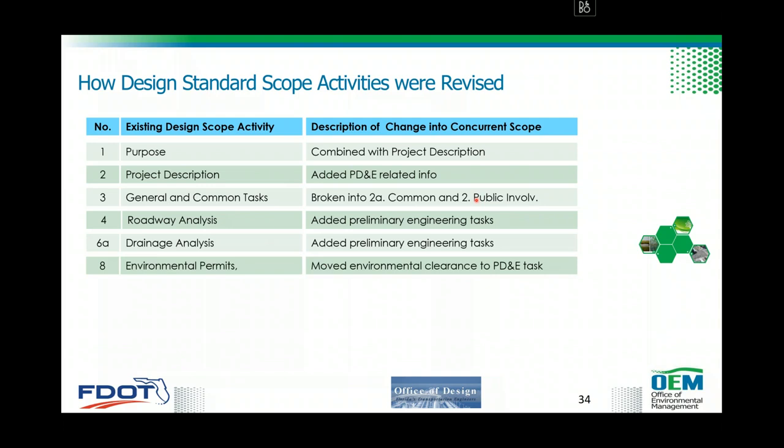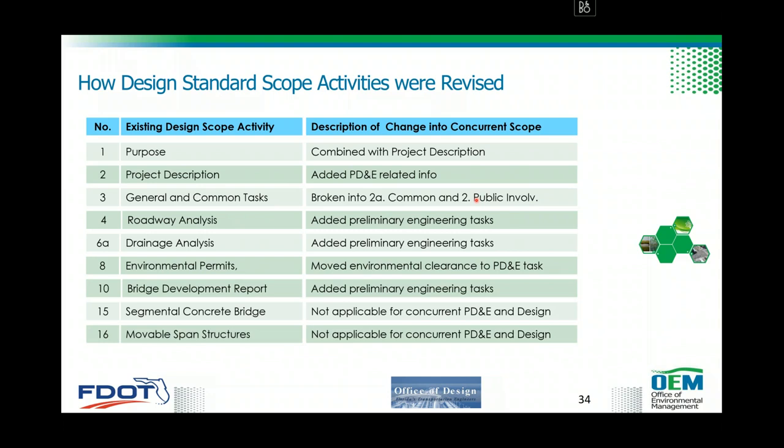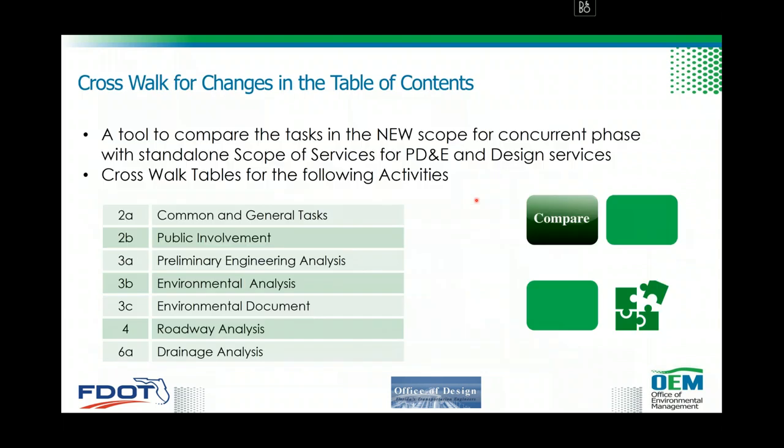Environmental permits, we moved all environmental clearance back to PD&E tasks, which is activity 3B and 3C. Bridge development report, we added preliminary engineering related tasks. Segmental concrete bridges, and then movable span structures, will not be applicable for this project, so we removed them from the scope. However, we kept the numbers to maintain the integrity. So the noise barrier impact assessment, we added PD&E noise analysis.